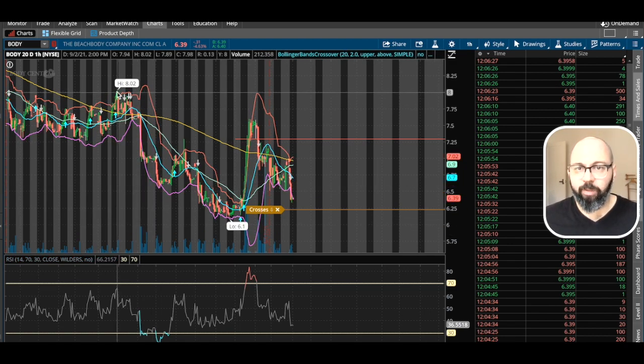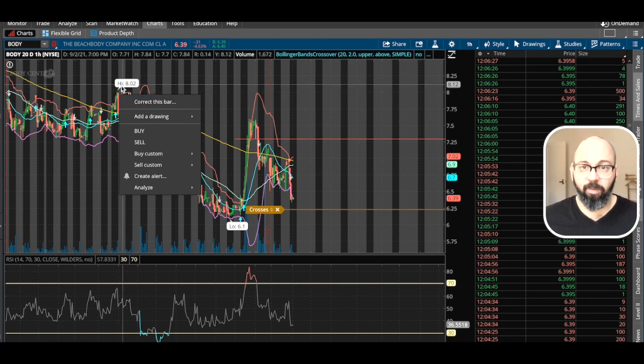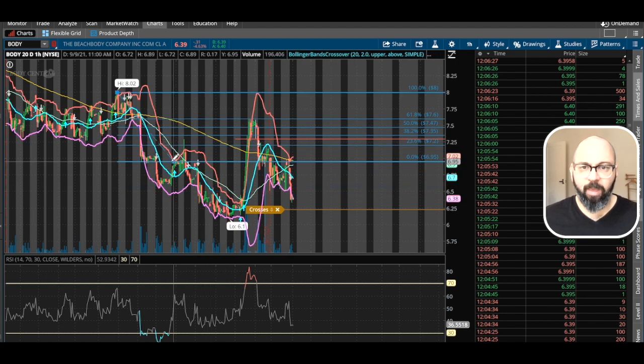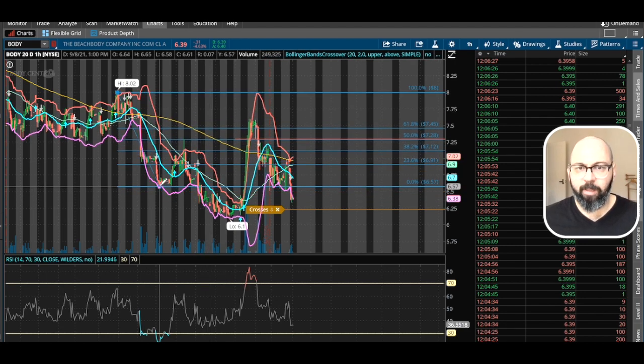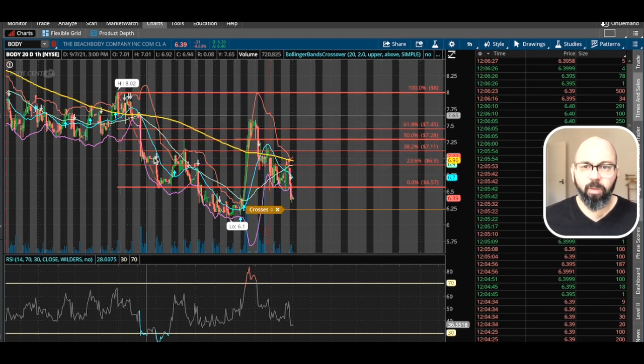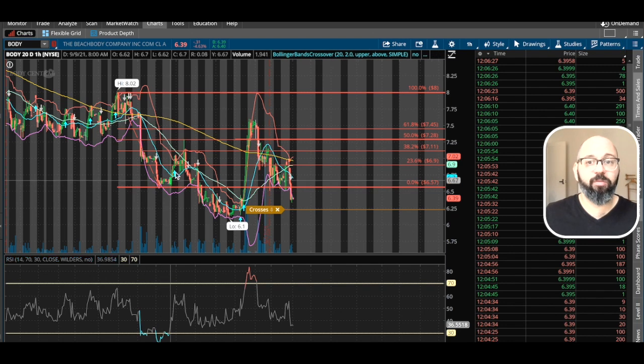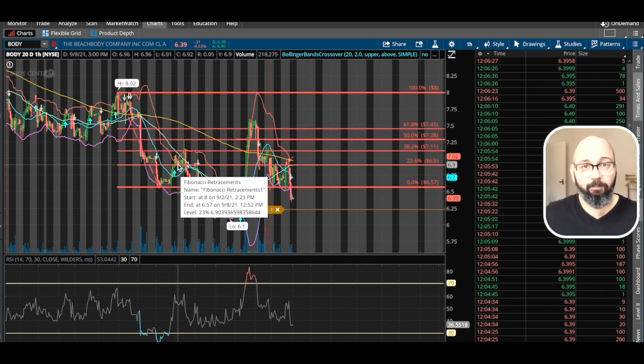And what we do is we right click on the top, which is 802, add drawing, and go to these Fibonacci retracements, and then we're going to drop it right here. I don't know why. Does anyone else have this problem where it doesn't... well, there it goes. Now I can get an idea of where this stock might go and potential price targets.